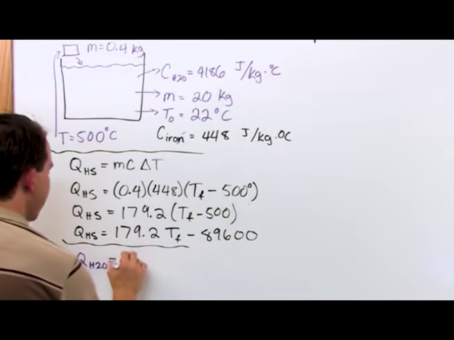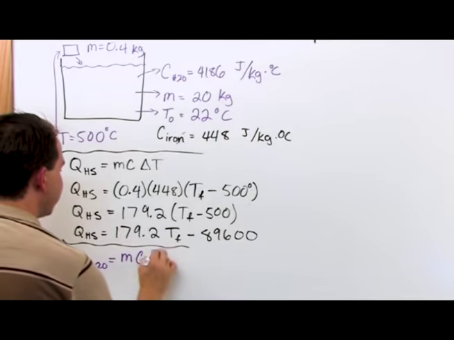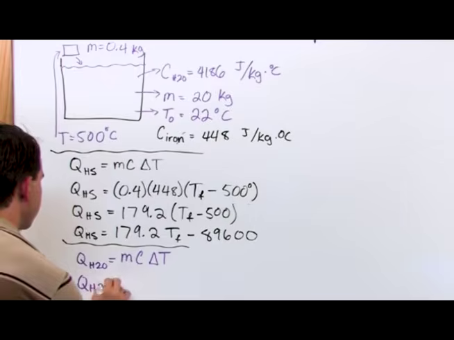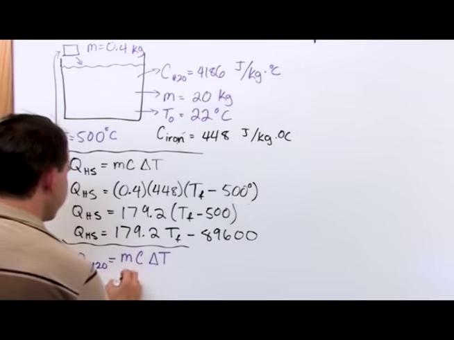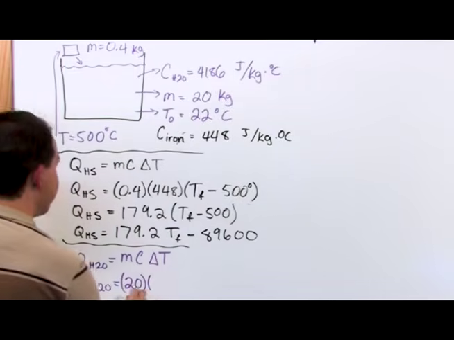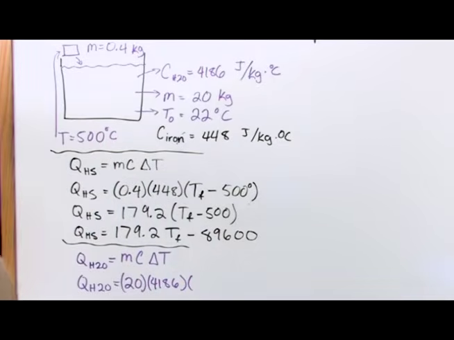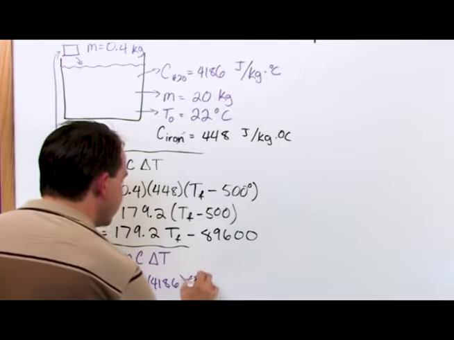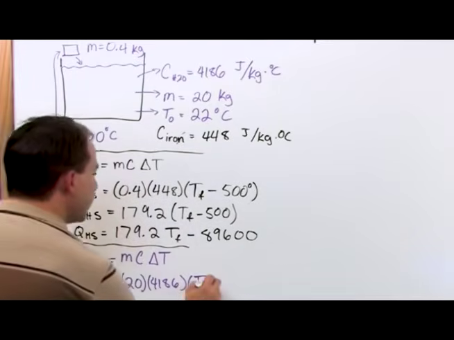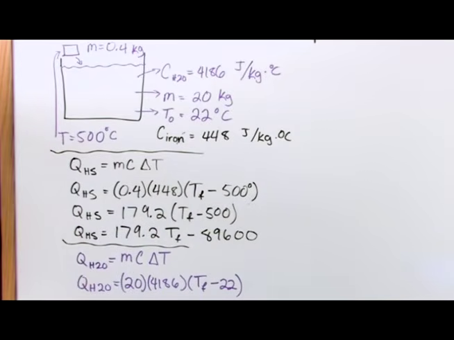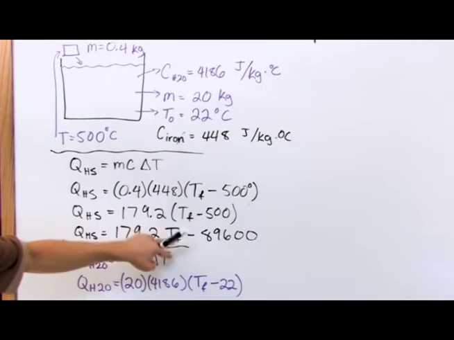Again, it's going to be the mass times the specific heat of the water times the change in temperature of the water. So Q for the water is going to equal the mass of the water, which is given at 20 kilograms, times the specific heat of water, which is 4186, times the change in temperature of the water. Again, I don't know what the final temperature of the water is, but I know the initial temperature is 22 degrees Celsius from here. So you can see where this problem is going. Here for the horseshoe, what you get is a relation in terms of the final temperature of the horseshoe.